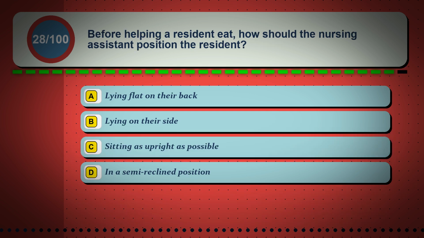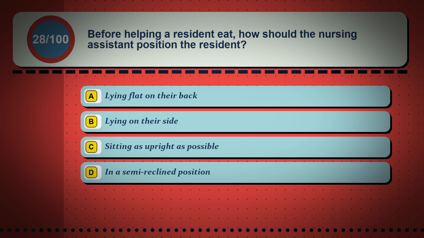Question 28. Before helping a resident eat, how should the nursing assistant position the resident? Option A, lying flat on their back. Option B, lying on their side. Option C, sitting as upright as possible. Option D, in a semi-reclined position.